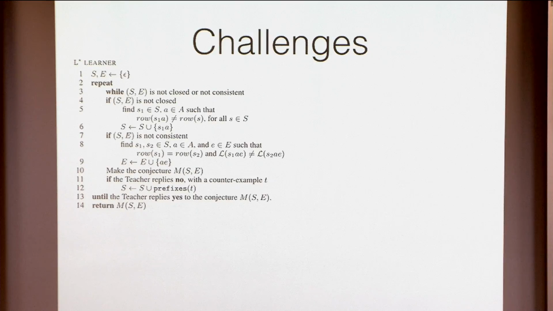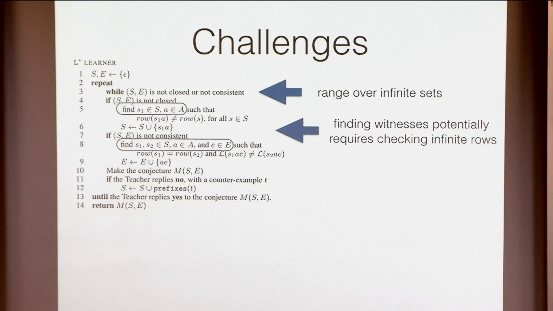So take the algorithm as it was and wonder, if you apply the approach, what would you have to change to make this work in nominal sets? You replace every set by a nominal set, and then you stare. The first thing is the table: the row and column indexes are now infinite sets. The weakness is that checking whether the table is closed or consistent might require you to check an infinite number of rows.